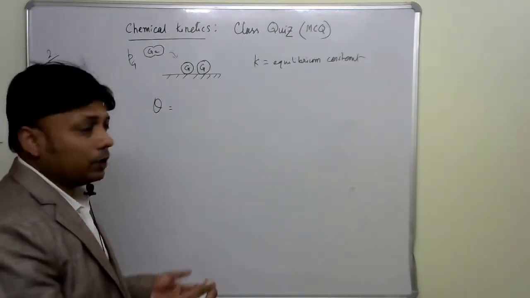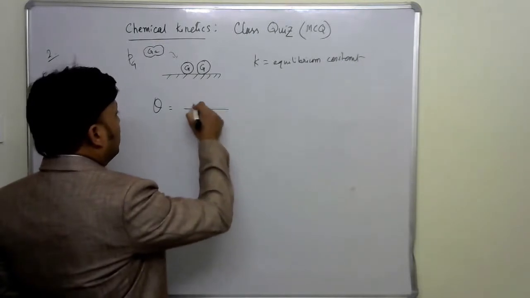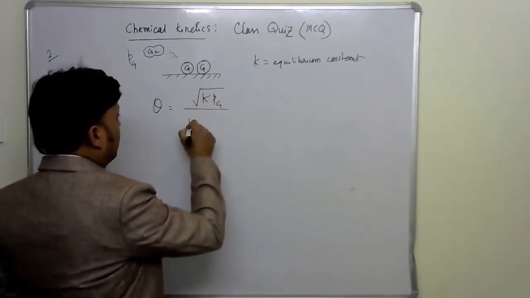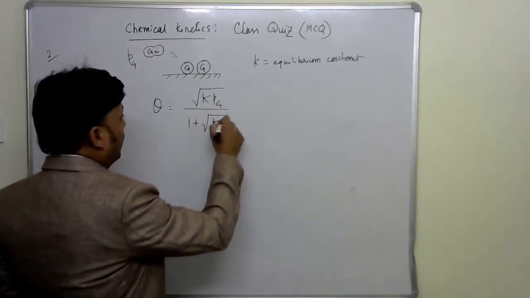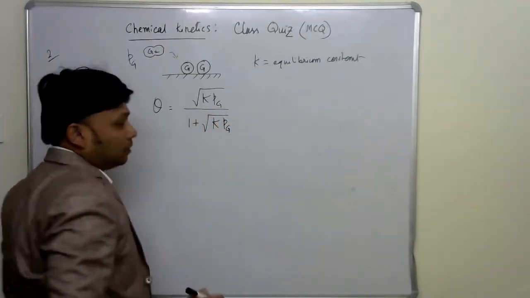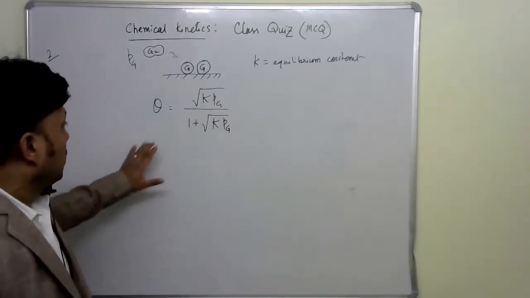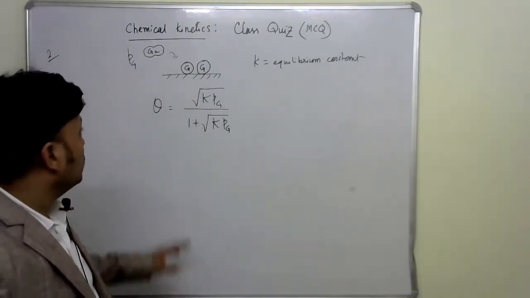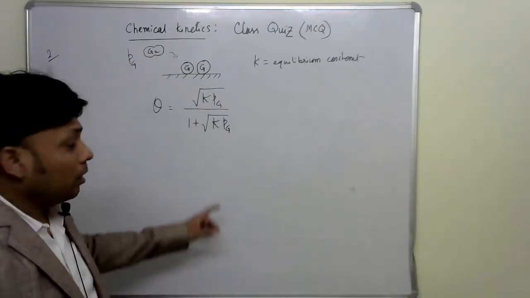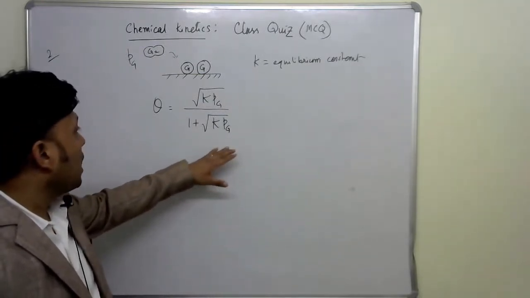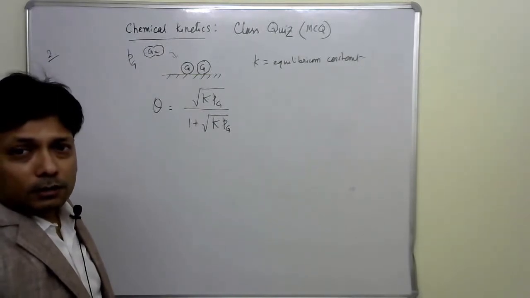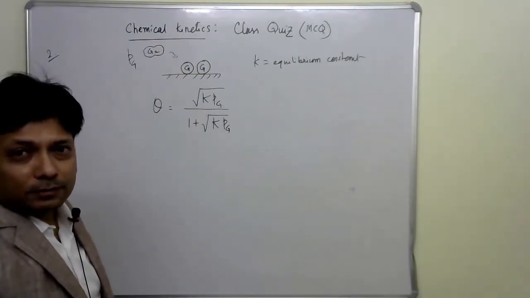So obviously now we know that theta would be root over K Pg divided by 1 plus root over K Pg. Alright, so you can refer to the solutions that I have just done in solving tutorial number 4 if you still get confused about how we arrive at this expression. All right, so let's move on to question number 3.